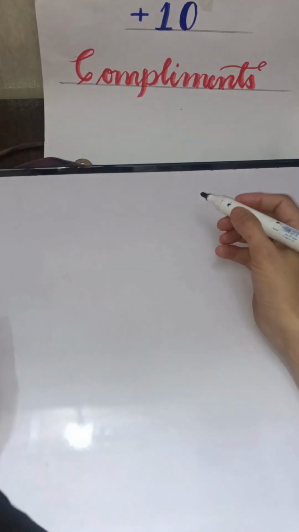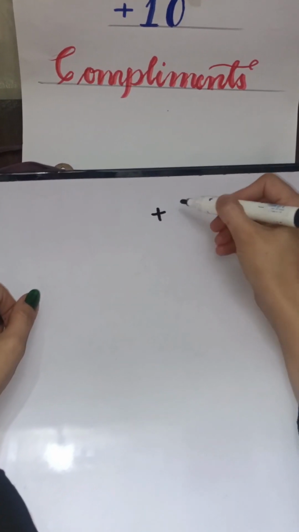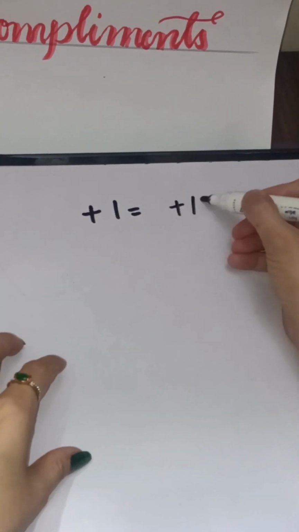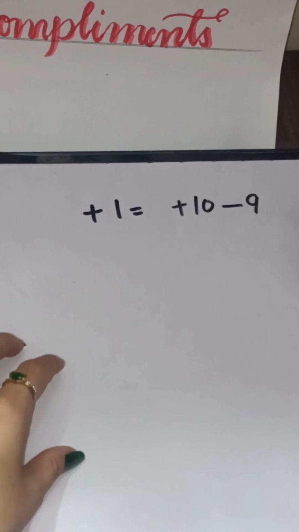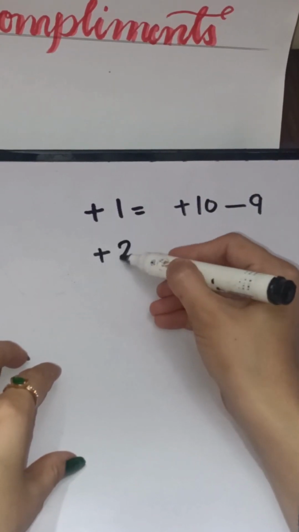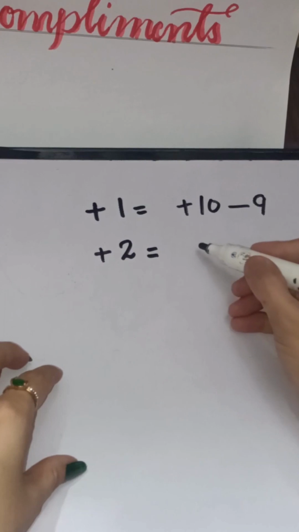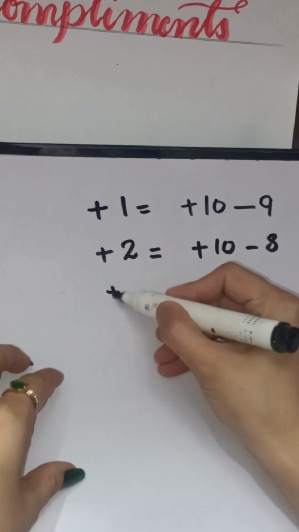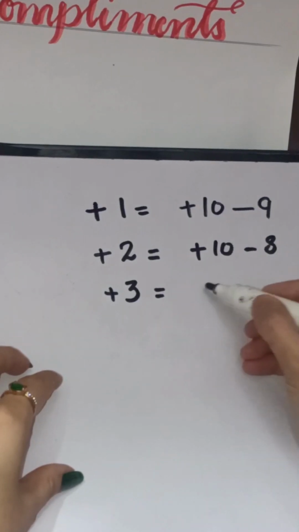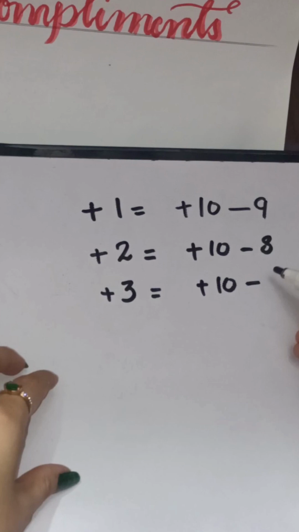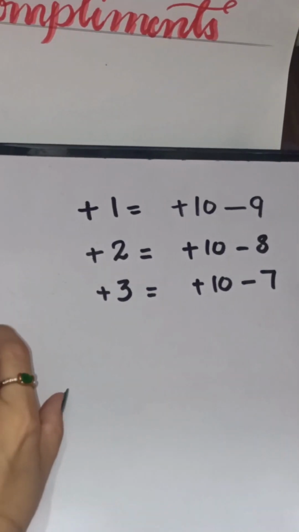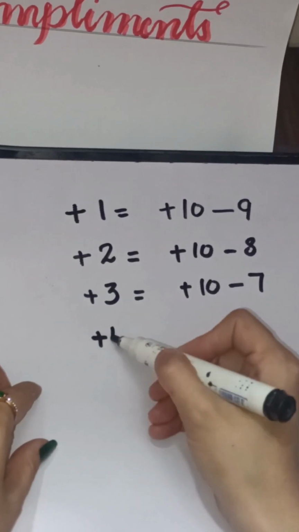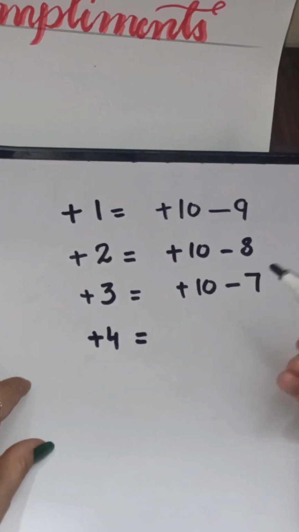So first we have to start: plus 1 is equal to plus 10 minus 9. So plus 2 is equal to plus 10 minus 8. Plus 3 is equal to plus 10 minus 7. How we will use it, I will tell you later in the video. I will teach you each and everything, right? So these are the formulas we will use in the plus 10 complement.